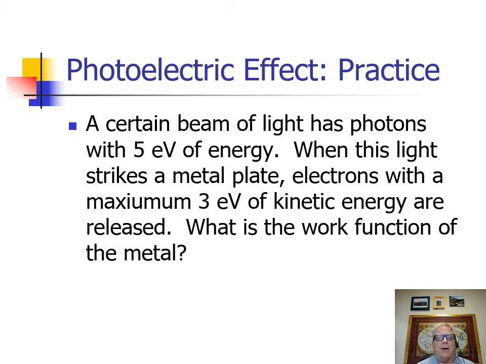I don't think I need to pause the video. You can work this question out in your heads quite quickly. The answer is 2 electron volts. Conservation of energy would say that if 5 electron volts are going in, and the kinetic energy of the released electrons is 3 electron volts coming out, then the work function must be 2 electron volts.